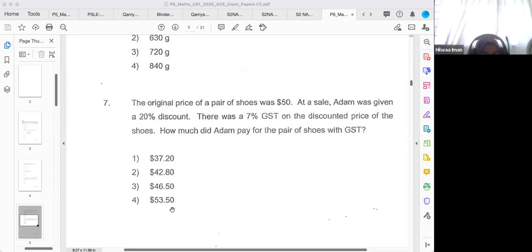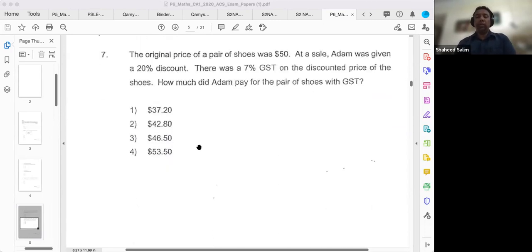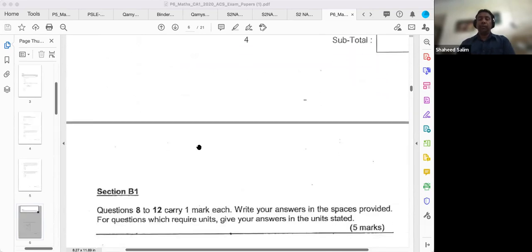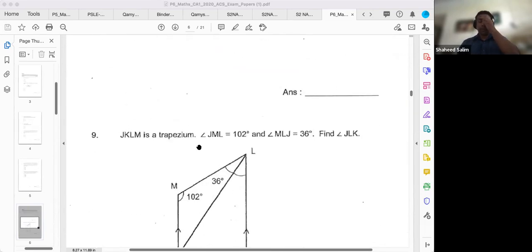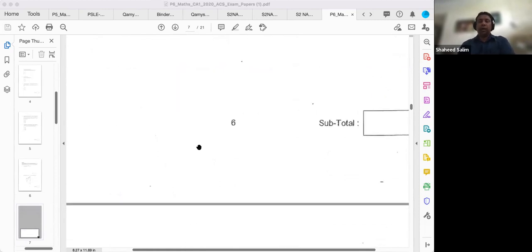And number 2, well done. So you found the price, 80% of it is $40, and then 7% is $2.80. You add together is $42.80. Well done. This one we don't do that. We do a problem sum. Now we go to this one.